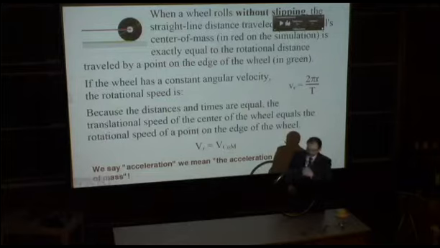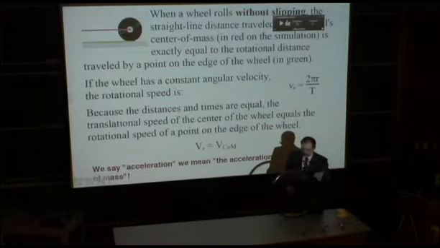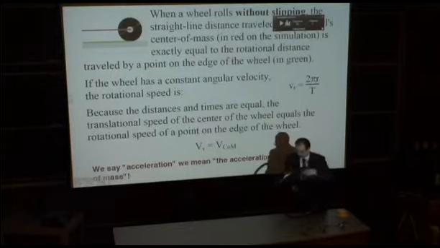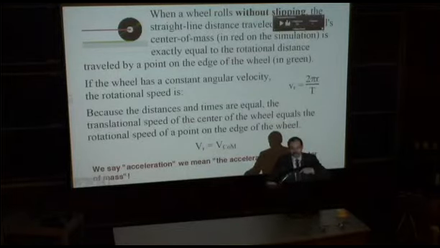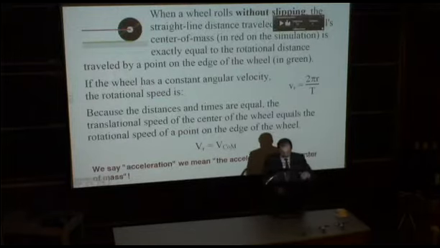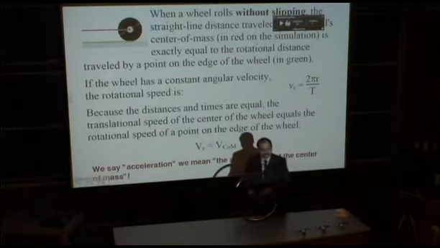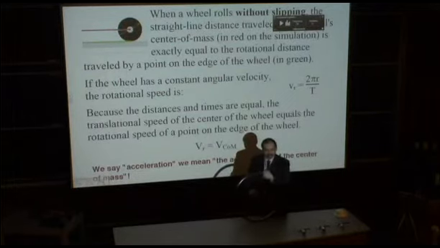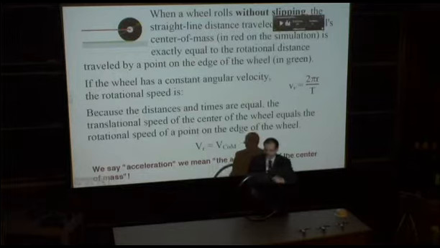But what if we ask about the speed of this red mark relative to this axis? Imagine that you are sitting here and you're looking at the rim of this wheel. What do you see?